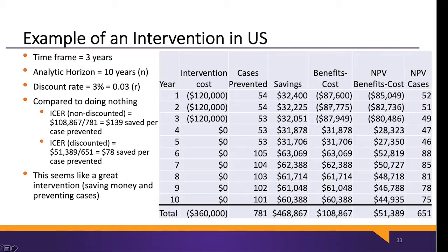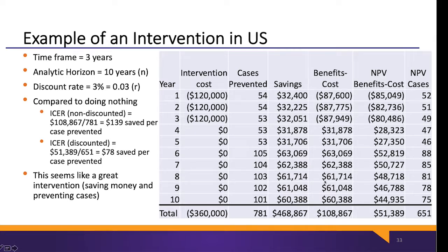And if we look at this year by year, you can see the cost minus the benefits. The benefit is $32,000 minus the $120,000. We have a net cost of about $87,000. And you can see that we have a net cost, benefits minus cost, over the first 3 years. But after year 3, we start getting all these benefits where we are saving a great deal of money. And at the end, we end up saving $108,000.